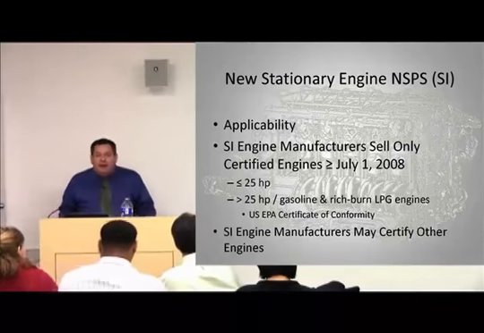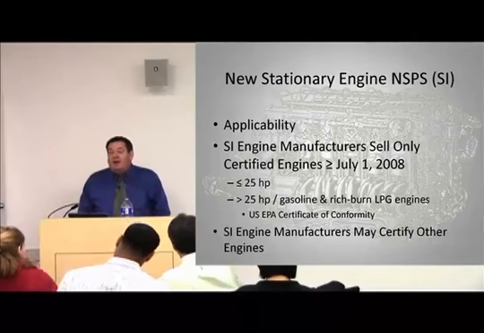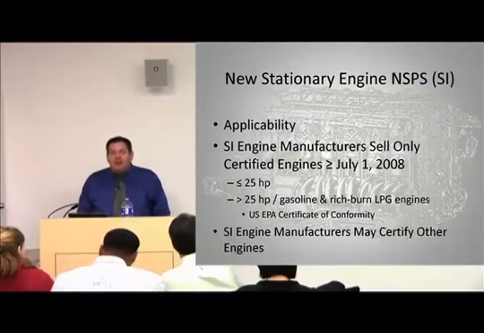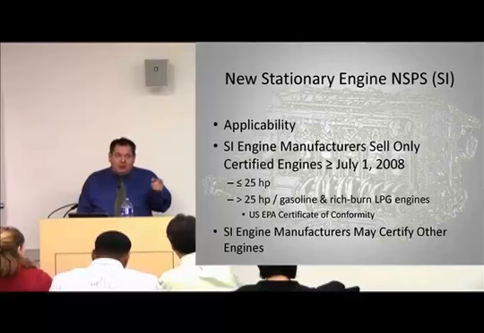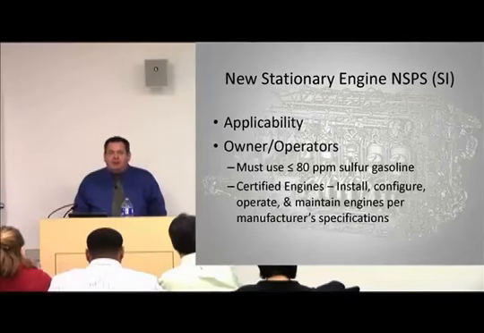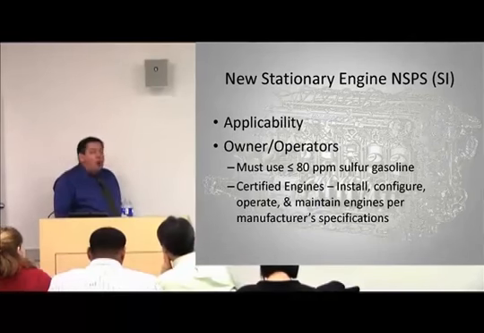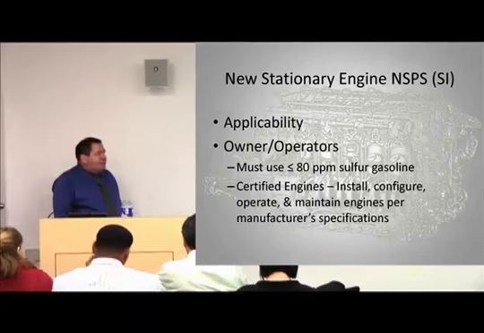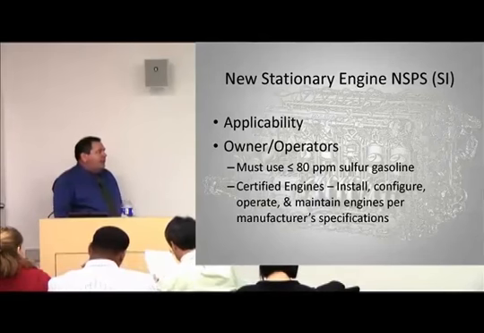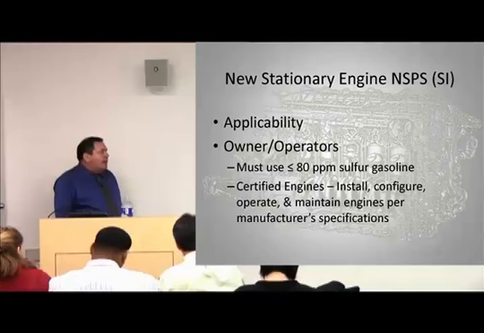The spark-ignited engine manufacturers have the option of certifying other engines, which is attractive to you. It'll get them more customers because, just like compression-ignited engines, there are fewer requirements for certified engines. So who does it apply to? Not only the engine manufacturers, but the owners and operators. And one of the requirements is that you have to use the standard sulfur content of California gas, which is equal to or less than 80 parts per million.